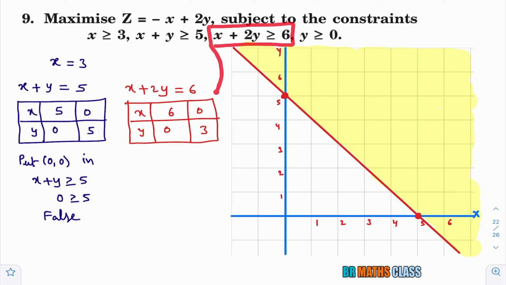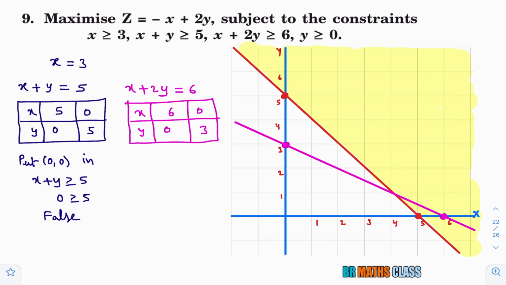For that we need 2 points on this line. We already calculated 2 points on this line: 6, 0 and 0, 3. You mark the points 6, 0 and 0, 3. You draw a line passing through these 2 points. As they have given greater than or equal to, we will draw a normal line instead of a dotted line. You observe, I drew a line passing through 6, 0 and 0, 3.